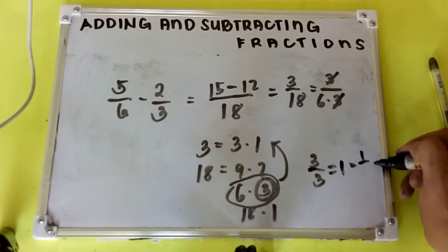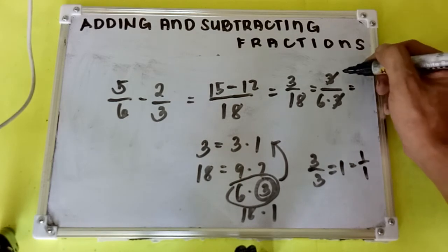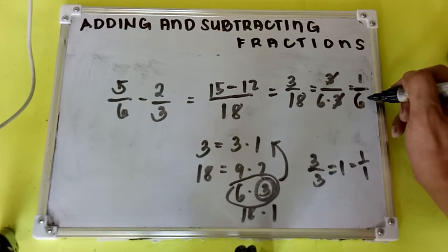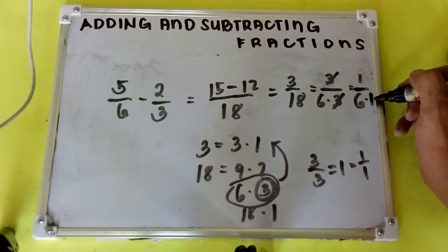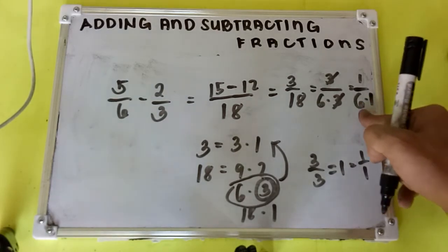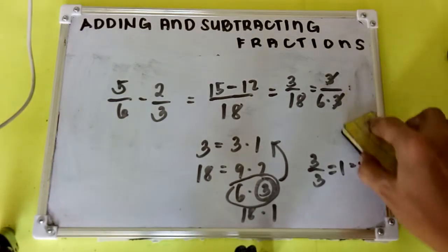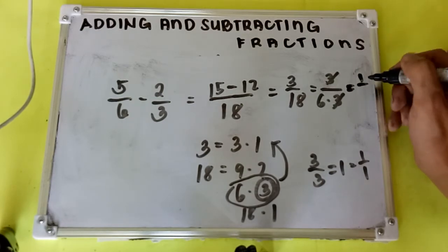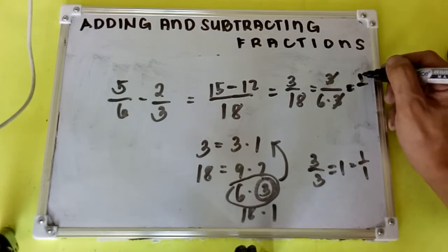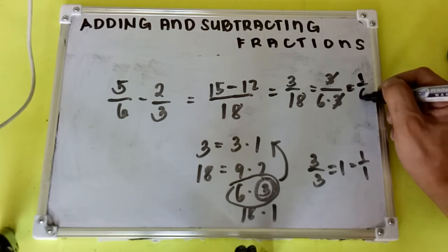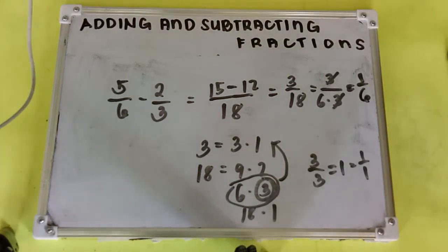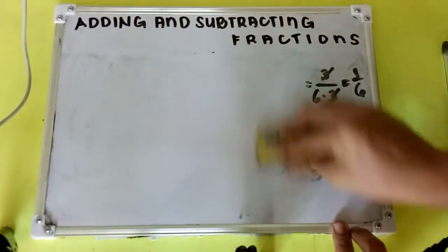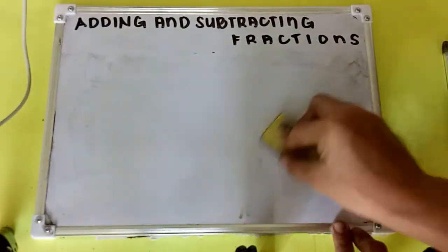At 1 is equal to 1 over 1. So ang numerator niya ay hindi 0, kundi 1 over 6. Actually, meron siyang 6 multiplied by 1 kasi nga 1 over 1. Pero since 6 multiplied by 1 is 6 pa rin, so hindi na natin isinusulat si 1. So that is 1 over 6. So next, the final answer there is 1 over 6.